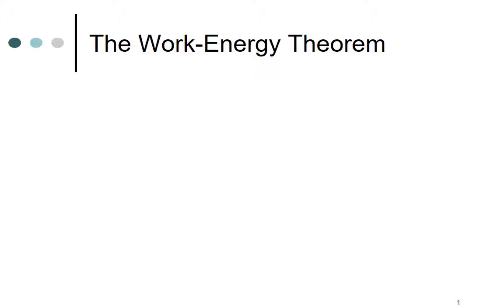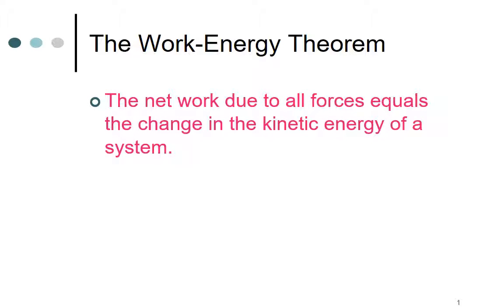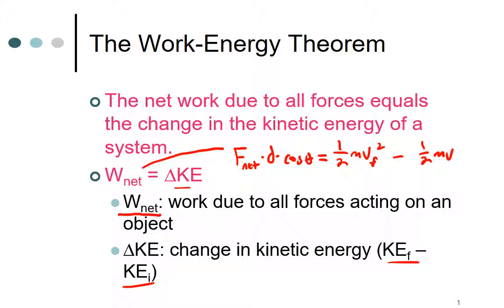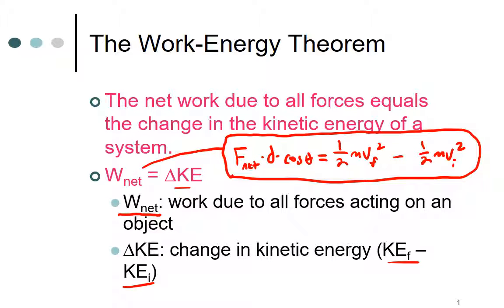So we get to the work kinetic energy theorem, which states that the net work due to all forces equals the change in kinetic energy of the system. So what we do is we find out what the net work is. In other words, this is force net times displacement times cosine theta, and then delta KE, that's KE final minus KE initial. Remember, delta is final minus initial, right? So 1/2 m v final squared minus 1/2 m v initial squared. And this is how we find the change in energy of the system. We look at the net work by getting whatever the net force is, and then solving it from there.